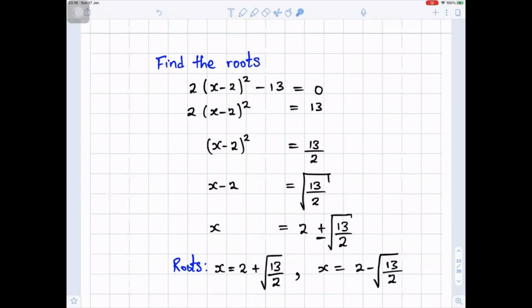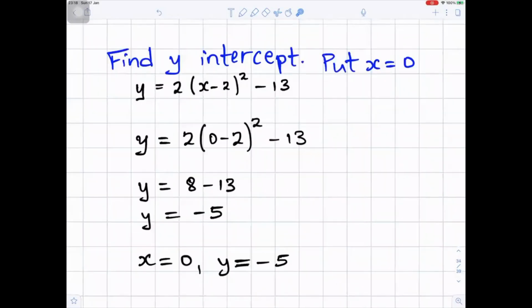So there are 2 values for x, 2 roots. x is 2 plus root 13 over 2, we use the plus first, and x is 2 minus root 13 over 2, we use the minus. So there are 2 places where it crosses the x-axis. Next, we find the intercept on the y-axis, where it crosses the y-axis. So we put x is 0. When we put x is 0, 0 minus 2 squared times 2 will give you 8 minus 13. It gives you minus 5. So the y-intercept is (0, minus 5).